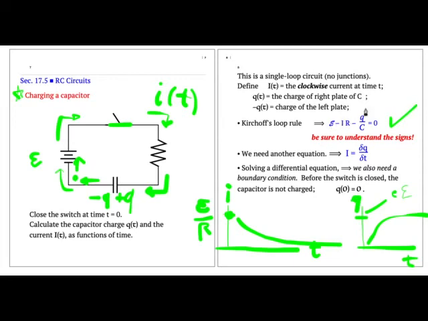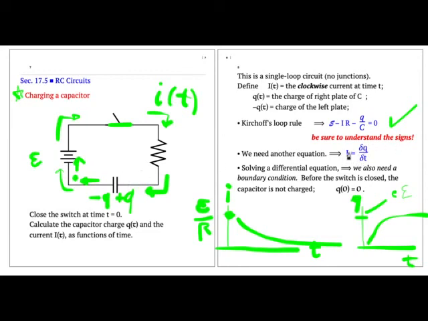Now we have two functions we're trying to figure out, I and Q. Well, we can't figure out I and Q from only one equation. We have to have another equation. So we need another equation, and the equation is I is delta Q over delta T. Why? Because the amount of charge coming to this plate, delta Q, in a little time interval, will be I delta T. That's the definition of current. Current is charge divided by time.